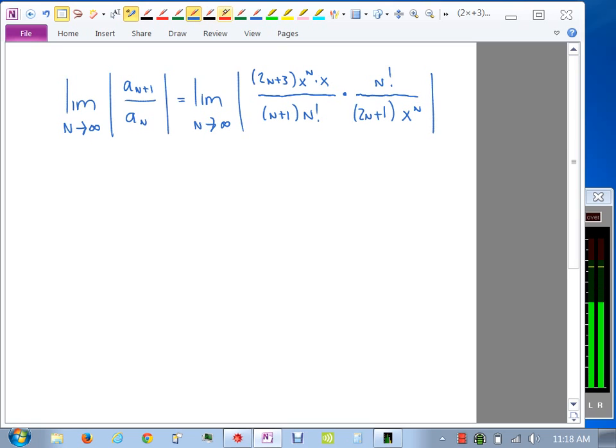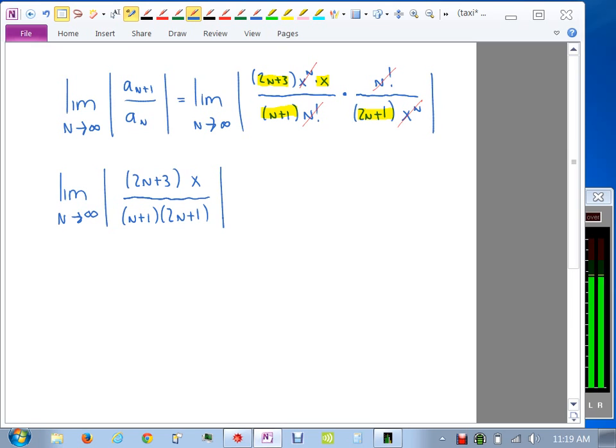So we get lots of nice cancellation here. Our x to the n's are gone. Our n factorials are gone. And so the only things left are our 2n plus 3, our x, and on the bottom, n plus 1 and 2n plus 1. Okay, so now what we'll do is write out what remains, still in the limit. Limit as n goes to infinity of our 2n plus 3, and then we have our x on top over n plus 1, 2n plus 1. Close off the absolute value.